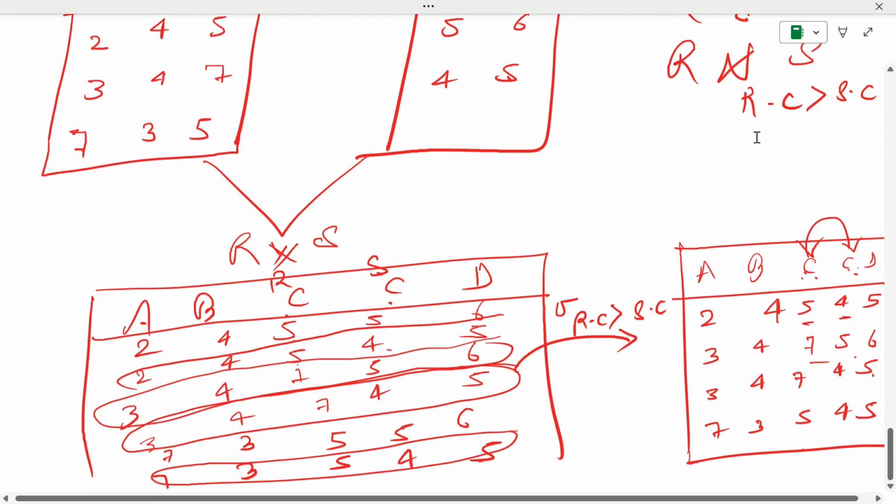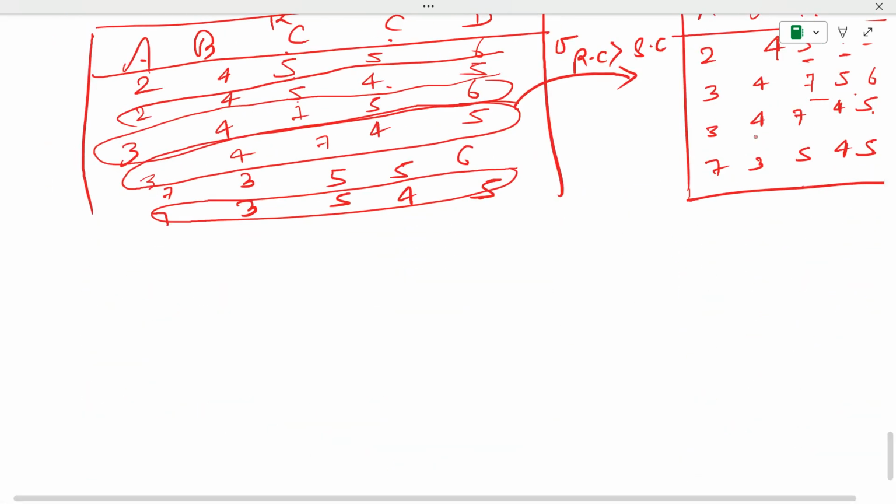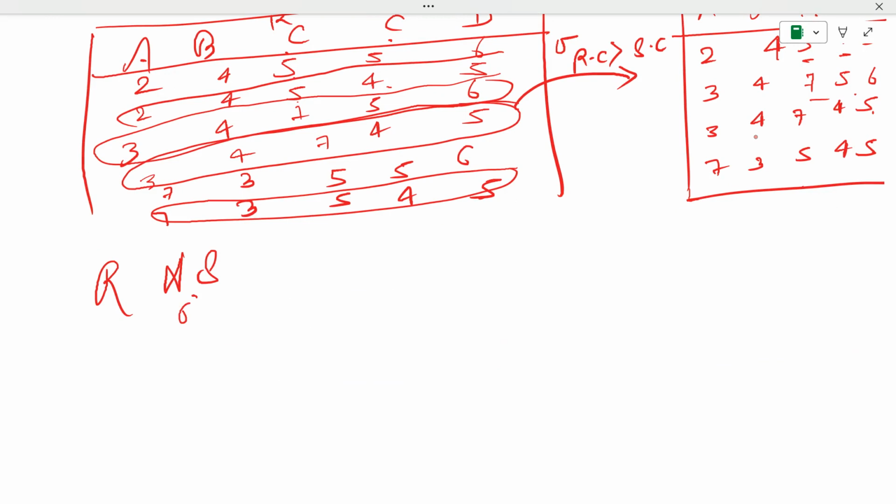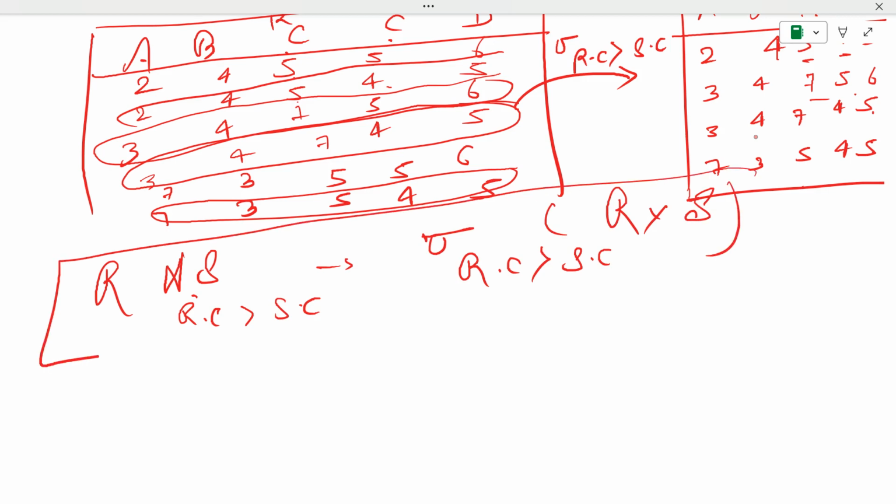So if we want to write this in terms like R join S with condition R.C greater than S.C, it will be something like applying condition R.C greater than S.C over the cross product of R and S. Okay, this is like this.